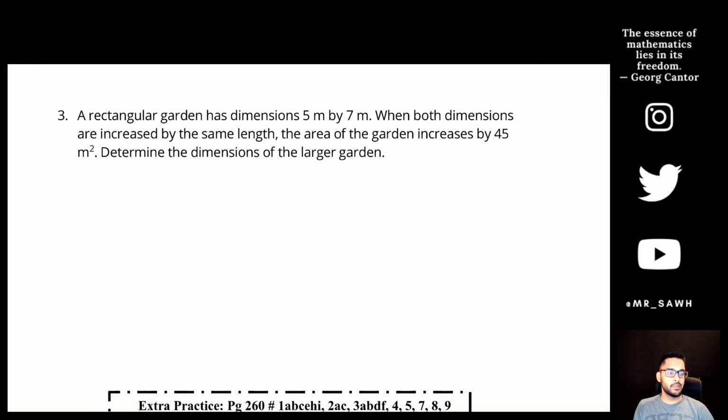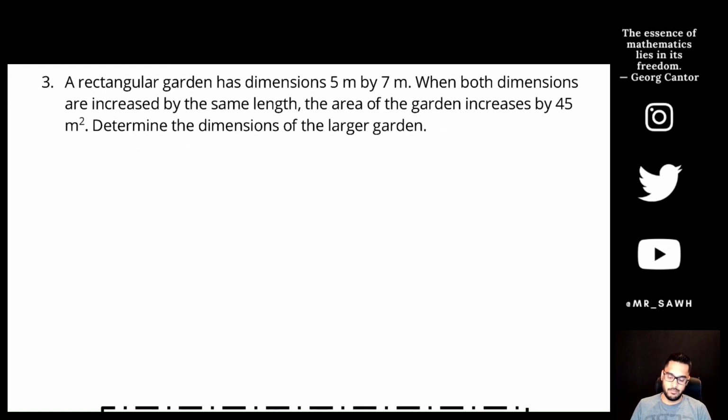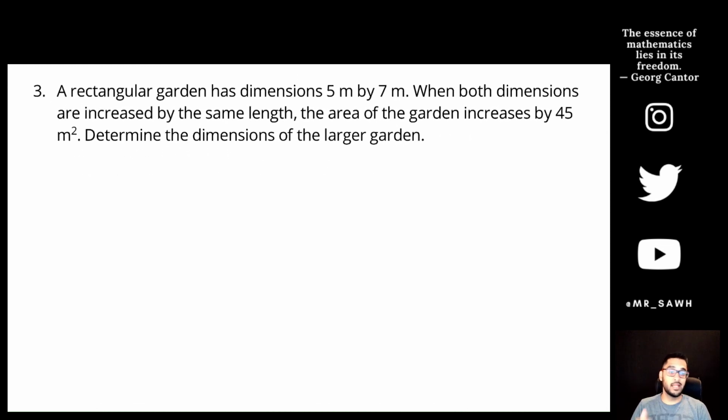Okay, one little application of this before we wrap this video up. So this is a short one because we did all the factoring stuff before. This is just one little extension on it. So you've got a rectangular garden. Dimensions are 5 by 7. Okay, that's in meters. When both dimensions are increased by the same length, the area of the garden increases by 45 meters squared. So our area is getting bigger. Determine the dimensions of the larger garden.